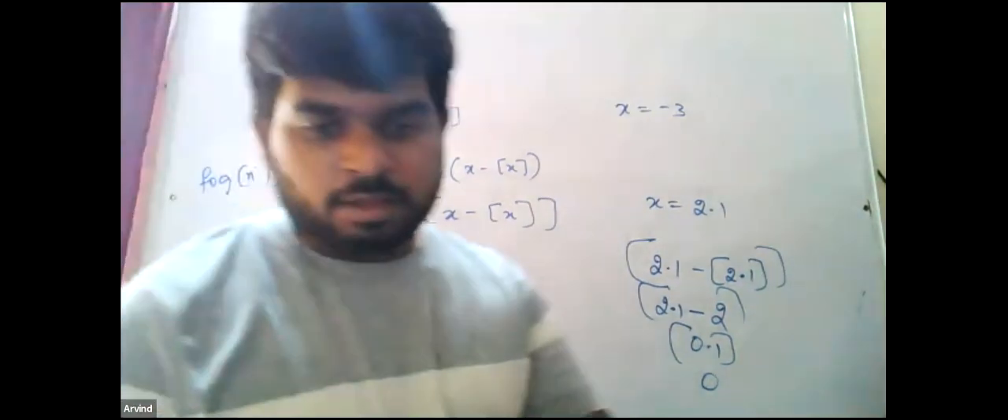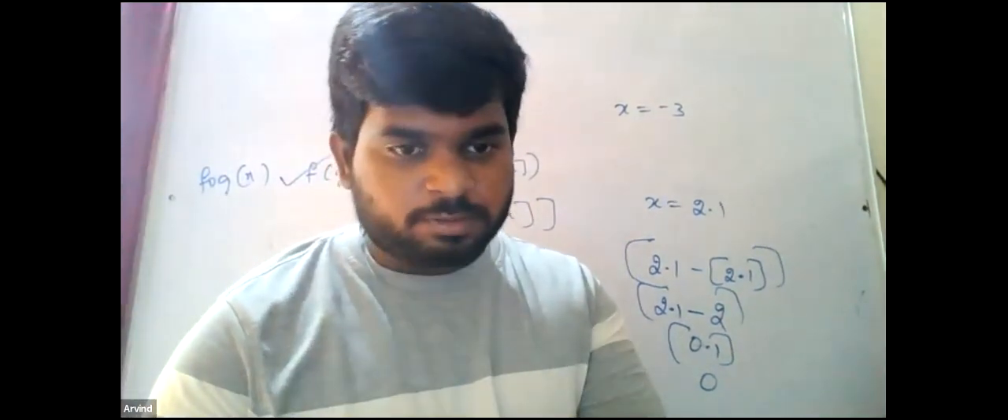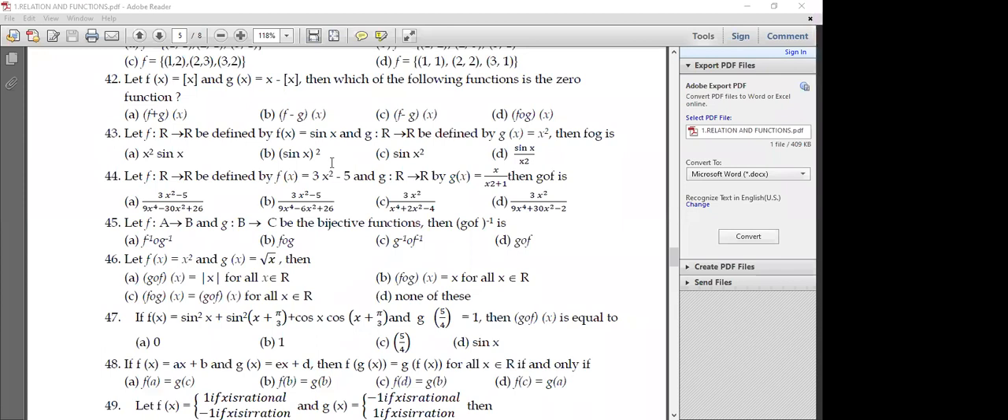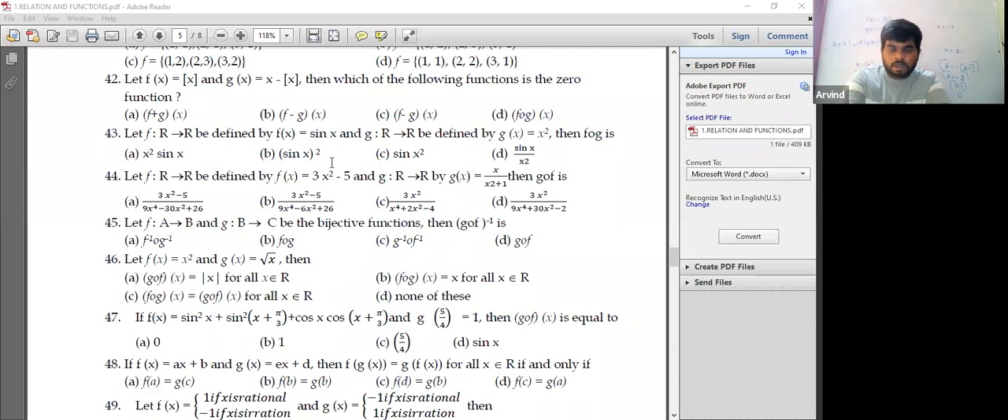Okay, so we got to know the correct option. The correct option is option D. Question 43, you can try it. F of x is sin x and g of x is x square. Option C is correct. Others can also try it out. Make it fast.